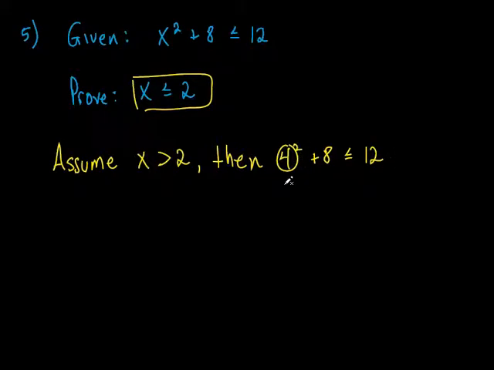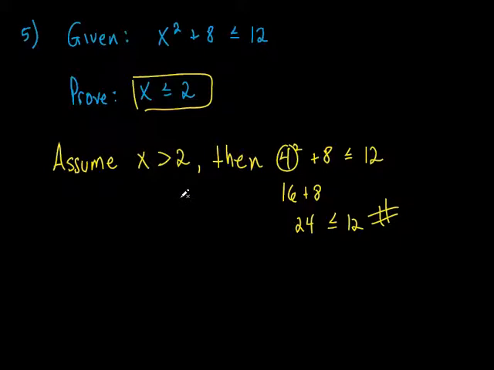Yeah, take a pass. So I picked a number that's greater than 2, stuck it in here, and let's see if this is true. 4 squared is 16 plus 8 is what? 24. Is 24 less than or equal to 12? No, it's not. So what did we just find right here? Contradiction. We found a contradiction, okay? So what was our contradiction? It contradicts the fact that x squared plus 8 is less than or equal to 12, doesn't it? All right, so what we assumed about x being greater than 2 must be false. Therefore, x must be less than or equal to 2.